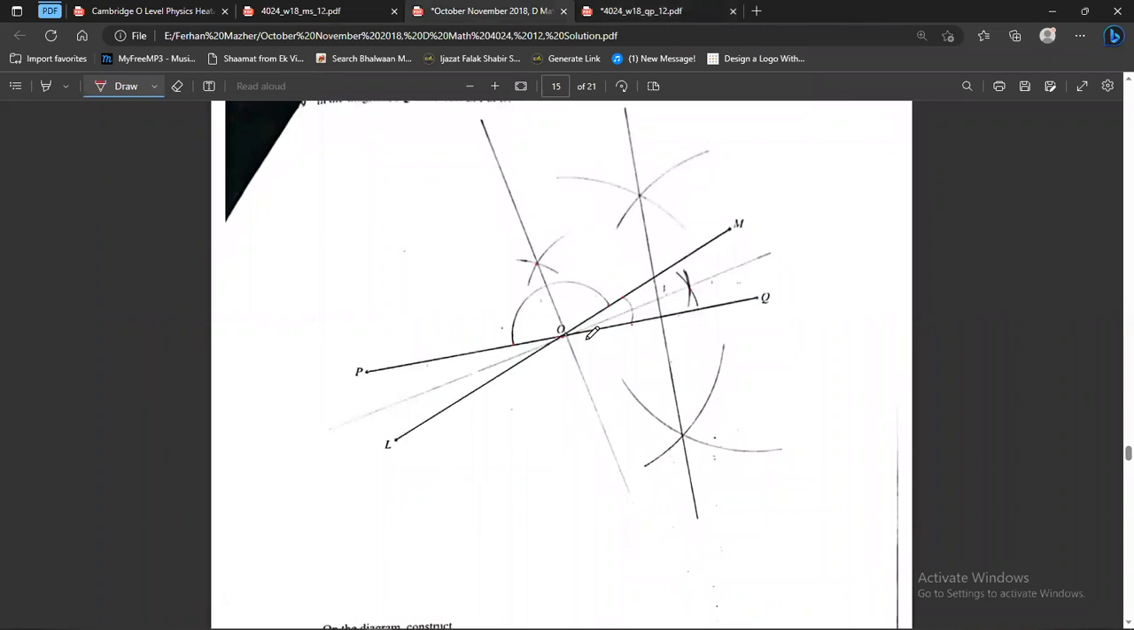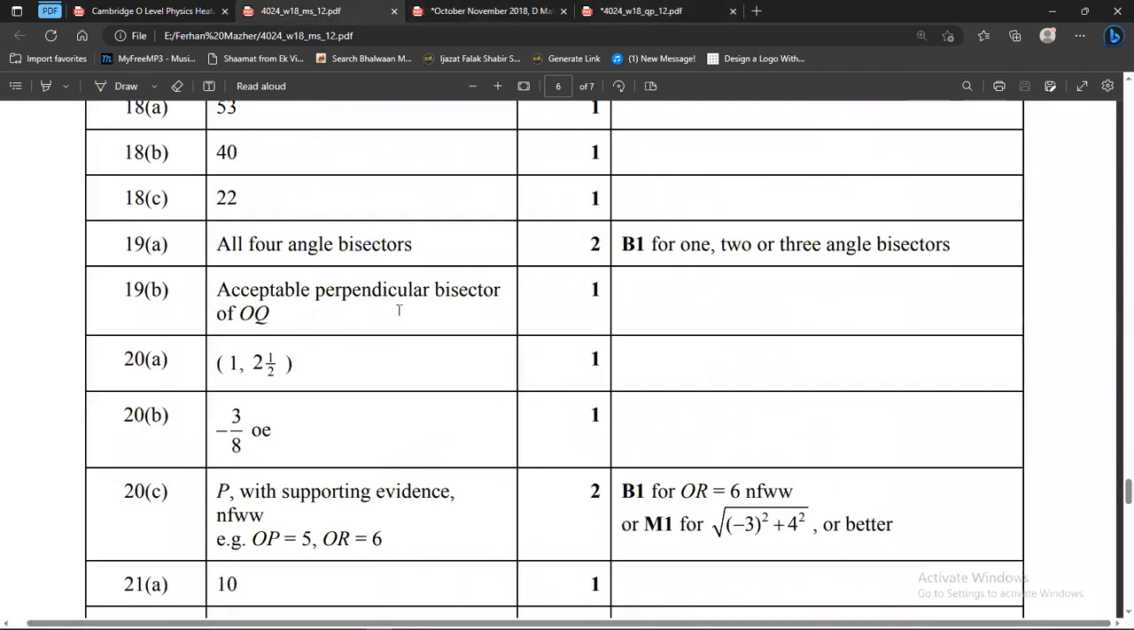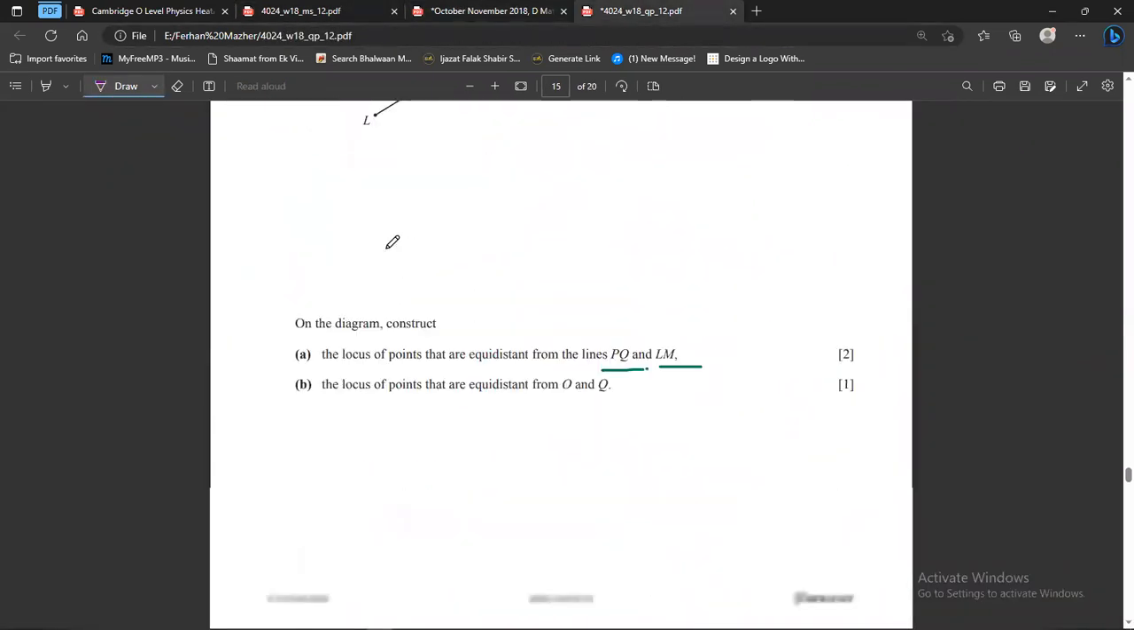of the OQ. So I will put my compass on O and open it more than half of the OQ. I will draw an arc here above the line, one arc below the line. Then I will put my compass on point Q and I will draw this arc and this arc where these two arcs intersected. I will join these points. So this is the perpendicular bisector of the OQ. So our answers are right. Then I will go to the next question.